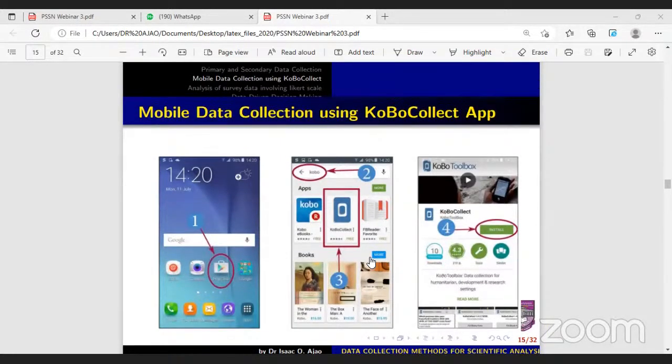Then I made mention of Kobo Collect. It's an app. World Bank, WHO, IMF, all of them use this, and it's very, very powerful. I'll take us through how to do it, because we're talking about data collection. You must have structured the questions you want to ask and registered everything. But the first thing is to go and download it.